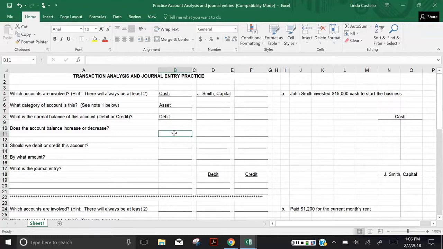Now we need to understand whether the balance in this account increased or decreased. Well, from the business's point of view, the business just received $15,000 in cash, so the balance in cash increased. If we want to increase an asset account with a normal debit balance and like signs add, then we're going to do the same thing to the account as its normal balance. We're going to debit the account. Debit cash to increase its balance. By how much? $15,000.